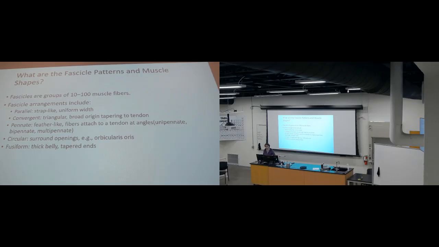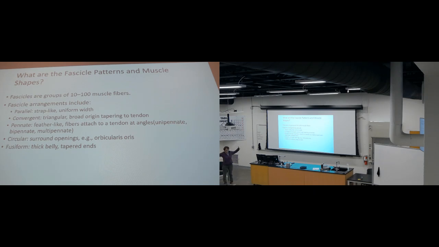So now let's look at individual characteristics of these components. So for fascicles, again, they are made out of 10 to 100 muscle fibers. Fibers is the other name for cells in muscle. And then these fascicles can be arranged running side to side, parallel. So this forms like a strap-like structure, and they are uniform in width.